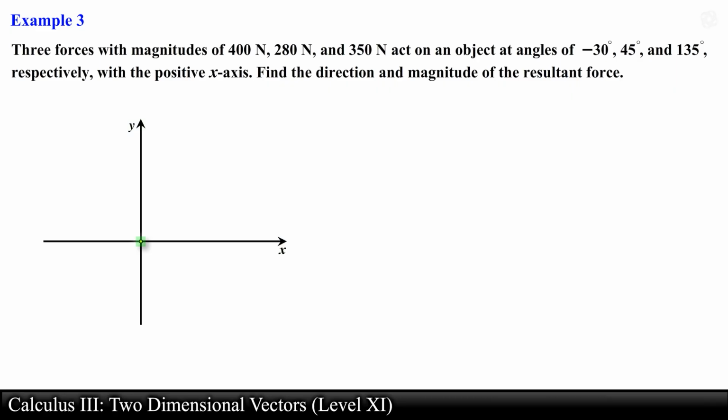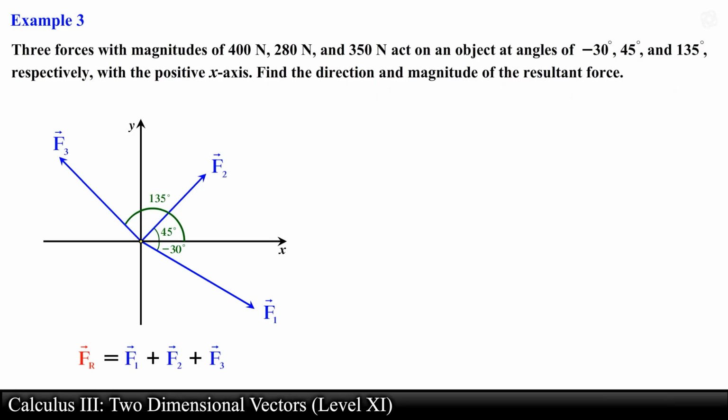For this problem, we will use the origin to represent the center of the object for which all three forces are acting on. The 400 Newton force will be located at 30 degrees below the x-axis. The 280 Newton force will be located at 45 degrees above the x-axis, and the 350 Newton force will be located at 135 degrees from the positive x-axis. Similar to the previous example, we need to find the components of all three forces and then add them together to find the resultant force.